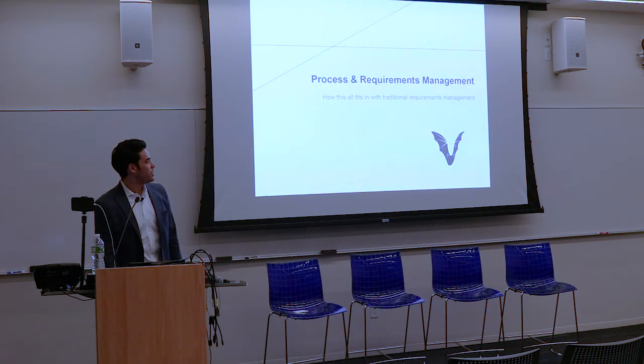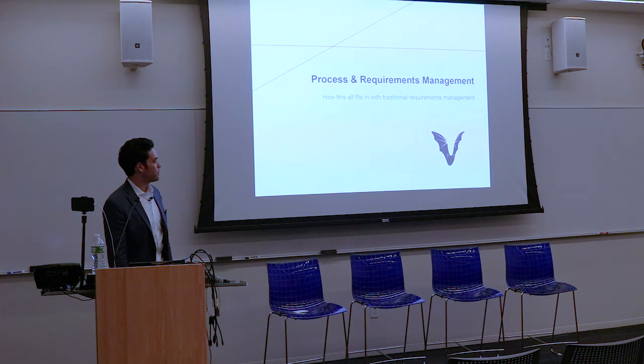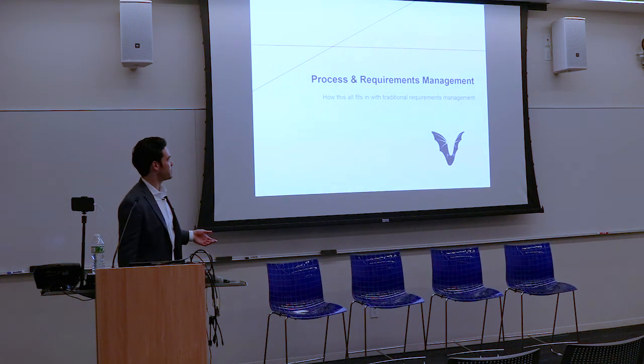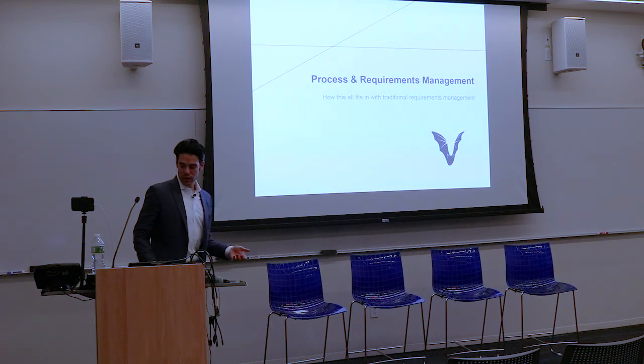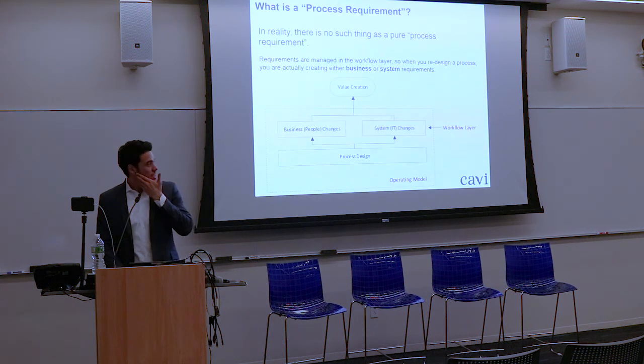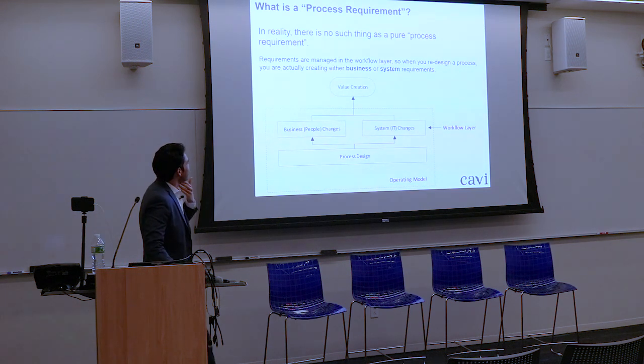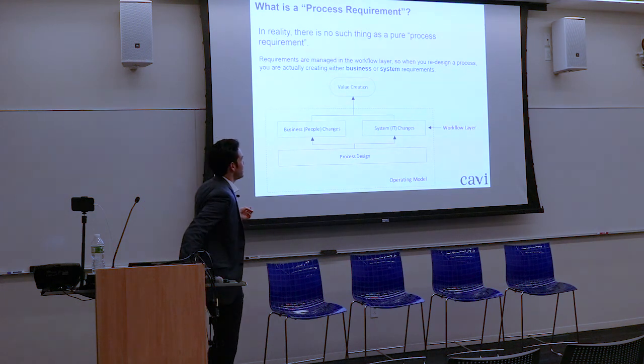So then we go into the punchline of the night, which is process and requirements management. What is process in terms of requirements management? How does it all fit in with what we know in our current systems? So this slide, I could probably do an MBA course on, just this slide, but we're going to make it simple, which is there's no such thing as a process requirement, not a pure process requirement, because process exists in layers. And this is something that's more unique to Cavi, and we could talk about this a lot, so I'm going to try to make it a little bit simpler.